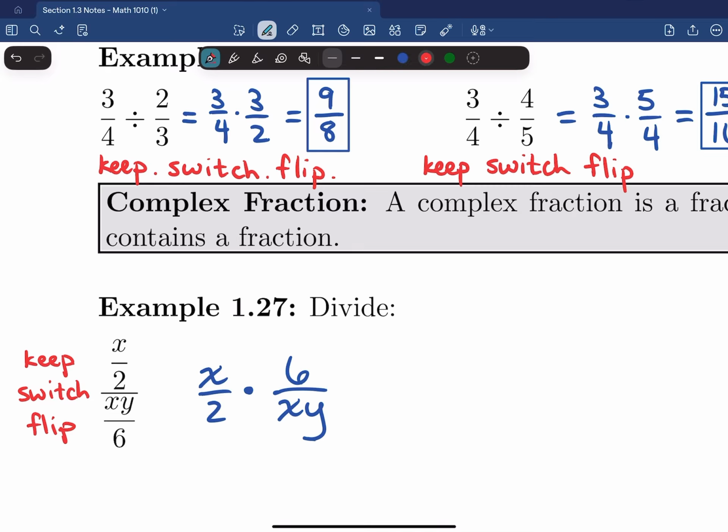Now I see it, I could multiply these fractions together. So x times 6 gives me 6x. And then 2 times xy gives me 2xy. Just think of variables as factors. So I see a common factor of x on top and bottom. They cancel. My final answer is 6 over 2y.